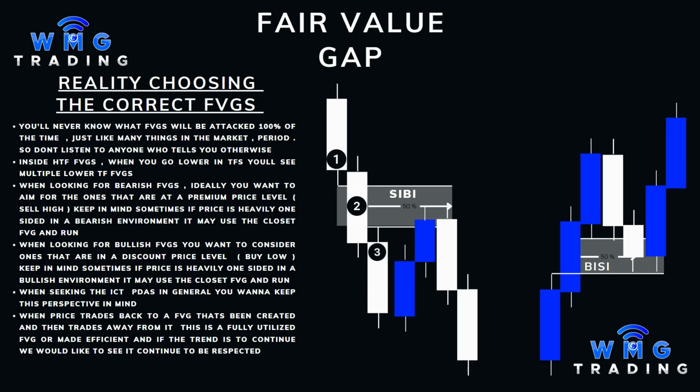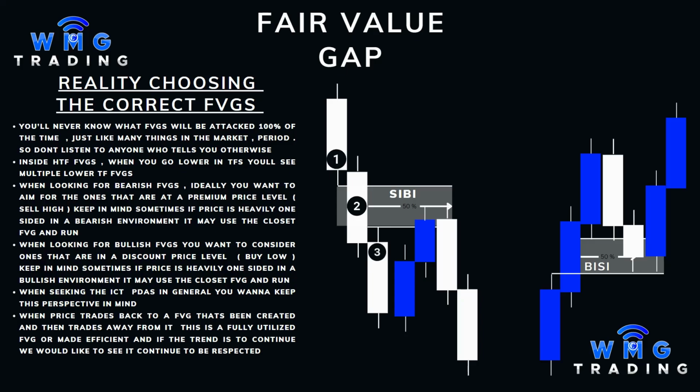Inside higher time frame fair value gaps, when you go lower in time frame, you'll see multiple lower time frame fair value gaps. Something you want to consider with that has to do with premium and discount levels. For example, when you're looking for a bearish fair value gap, ideally you want to aim for the ones that are at a premium price level in the current range that you're trading in. That's pretty much the logic of sell high, right? And then keep in mind, sometimes if price is heavily one-sided in a bearish market, it may use the closest fair value gap and run.